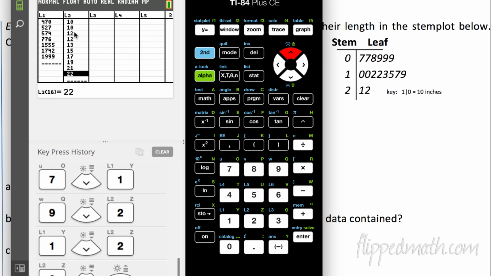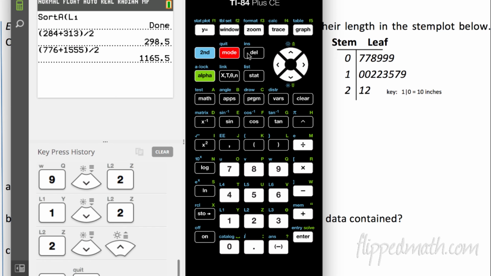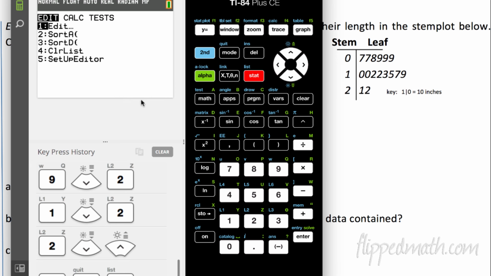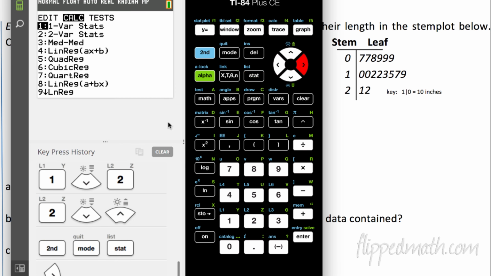Now, what I want to do is make your life easier. So we're going to quit out of this area there. We go to the home screen. Now check this out. If we go to stat and you go to the right where it says calculate, we have this choice called one variable statistics. Now these are one variable statistics because there's just one thing we're counting.